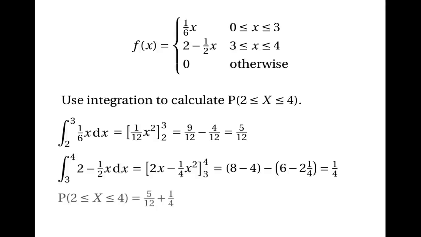So now we can say that the total probability, the probability that x is greater than or equal to 2 and less than or equal to 4, is 5 twelfths plus a quarter, which is 2/3. Phew, we got the same answer as before. Before we move on, I just want to emphasize the point of this example. If you're using integration to find the area under a piecewise defined function, you sometimes have to integrate it in parts. You've got to integrate one expression with one set of limits and another expression with a different set of limits. So do be on the lookout for this.